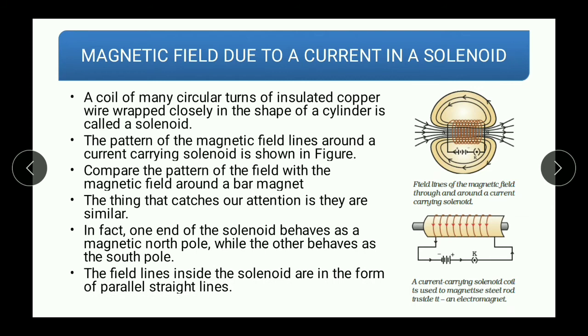Then the field inside the solenoid are in the form of parallel straight line. So the magnetic field inside the solenoid is a straight line, and though these are parallel straight line, they do not intersect each other. In fact, magnetic field lines never intersect each other. Within the magnet it is a parallel straight line, whereas outside they are circular loops.